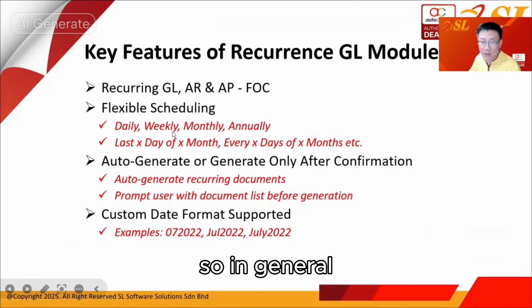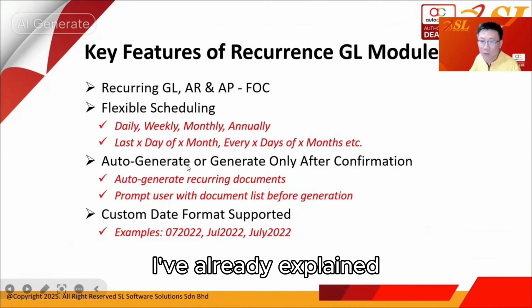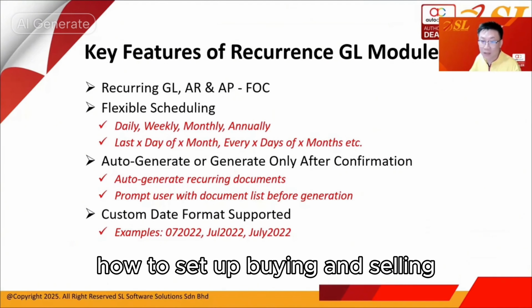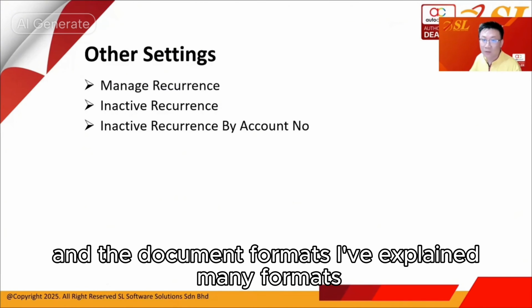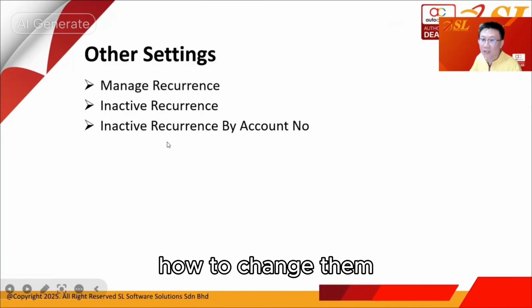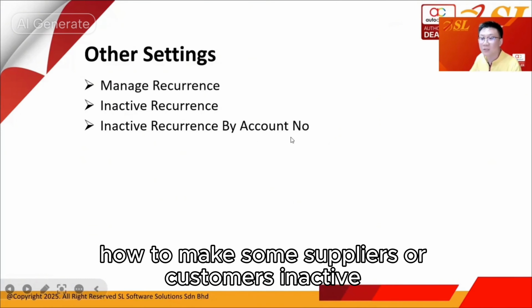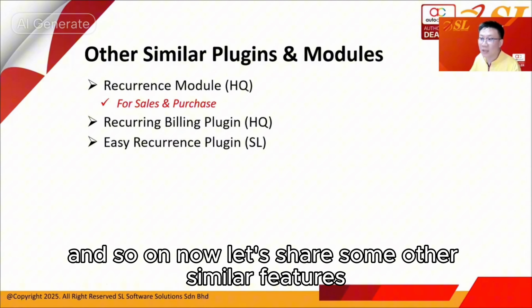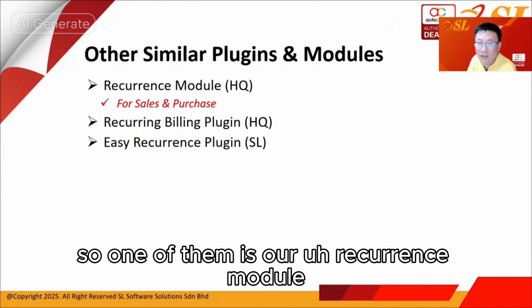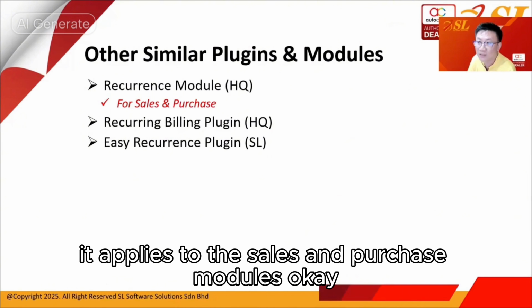In general, I've already explained how to set up buying and selling, how it will auto-generate or notify you before it saves, and the document formats. I've explained many formats, how to change them, how to make some suppliers or customers inactive, and so on. Now, let's share some other similar features. One of them is our recurrence module, which applies to the sales and purchase modules, okay?